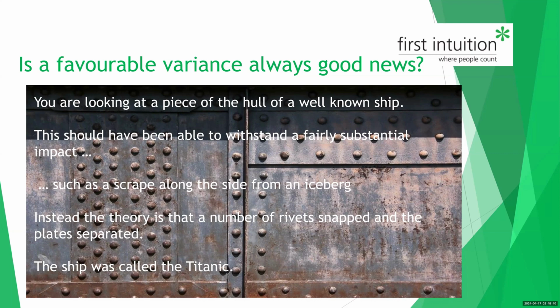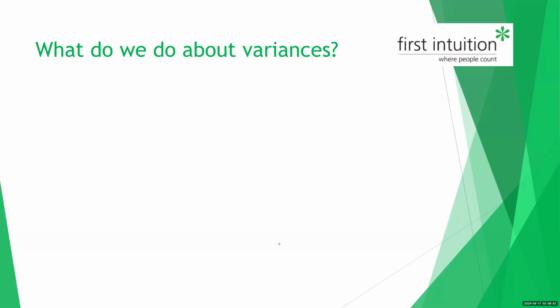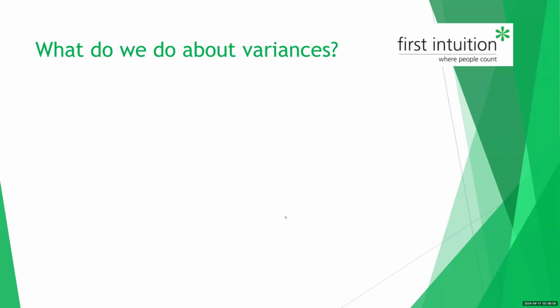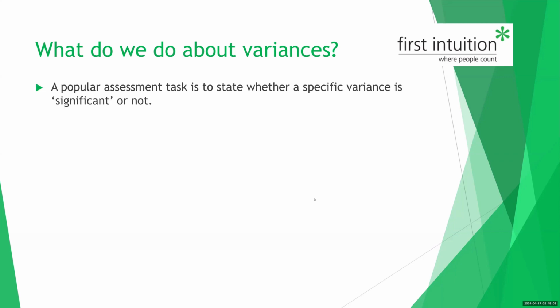So a favourable material variance, presumably due to the cost of the rivets being lower than they should have been. A saving there was a very expensive error. So what do we do about a variance? Life doesn't go the way we expect. Some things cost more, some things cost less.